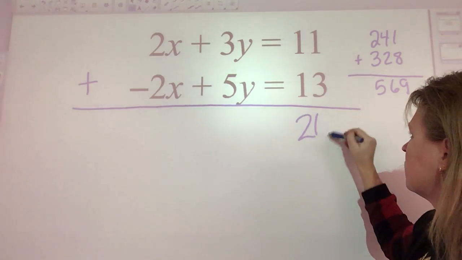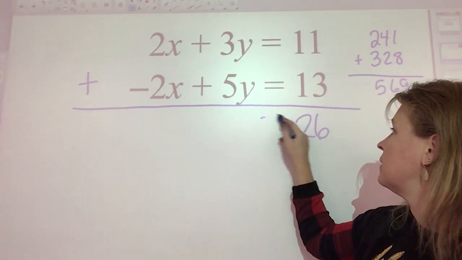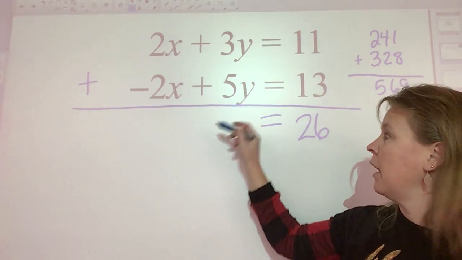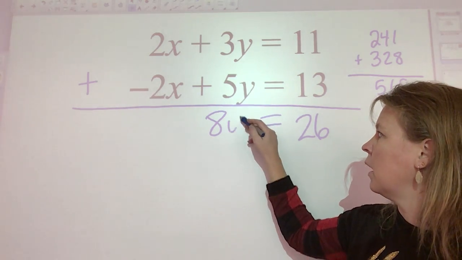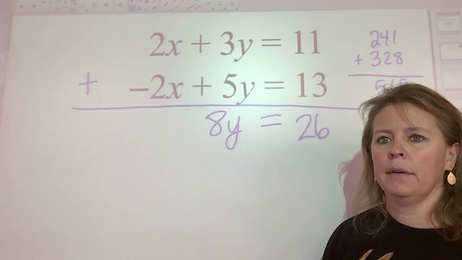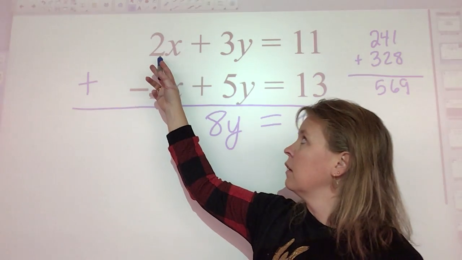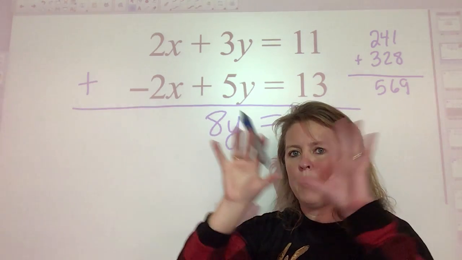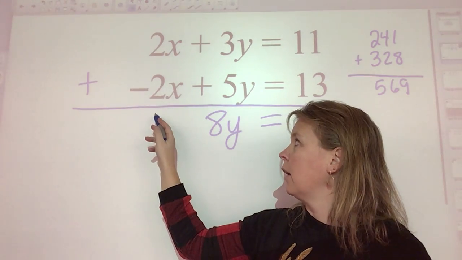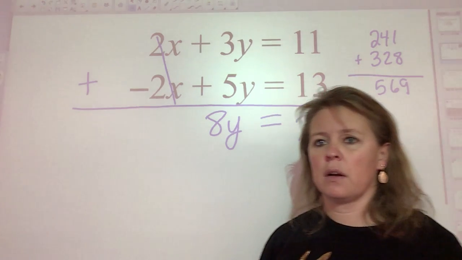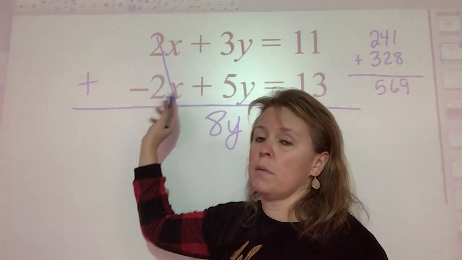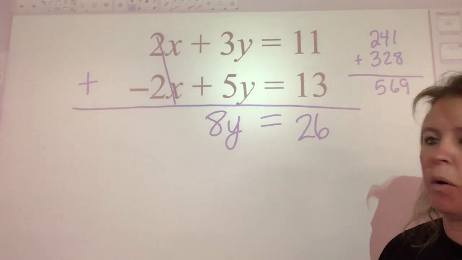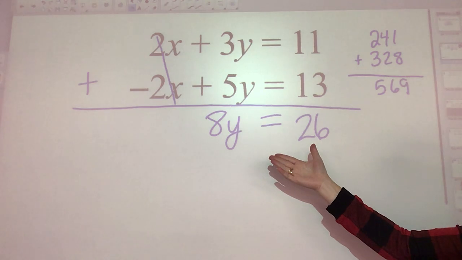11 plus 13 is 24. Maintain the equation by dropping your equal sign down, equals, equals, equals. 3 plus 5 is 8, but since those are y's, your 8 is also a y. Watch this. What's 2x plus negative 2x? Eliminated. It's gone. 0. Those cancel each other out. Now don't scribble all over them to get rid of them because you're going to need that in the second step. But look at this equation compared to what you did when you had substitution.